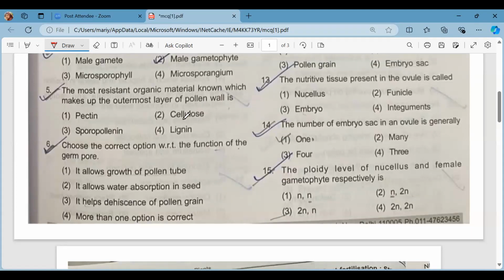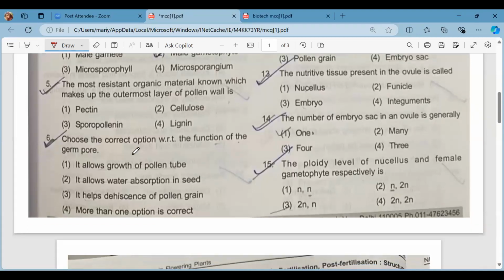Now the most resistant organic material known that makes the outermost layer of the pollen wall is called as? Pectin. No, not pectin. Try to recall the pollen grain. It had two layers, one was the outer layer, one was the inner layer. So the outer layer is made up of sporopollenin. Okay.